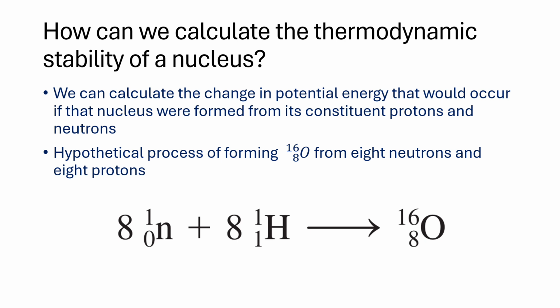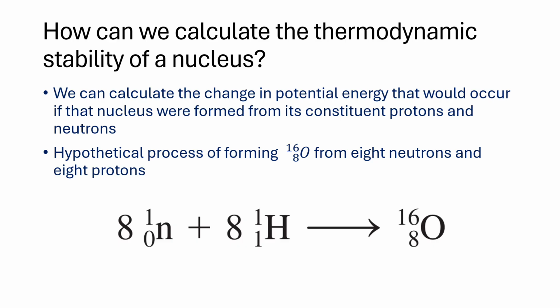So how can we calculate the thermodynamic stability of a nucleus, right? Because you have radioactive nuclei that degrade. Okay, we've touched on radioactive decay. So we can calculate the change in potential energy that would occur if that nucleus were formed from its constituent protons and neutrons. So this is a hypothetical process of forming oxygen-16 from 8 neutrons and 8 protons.